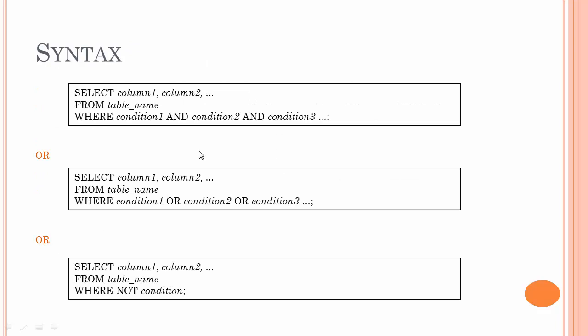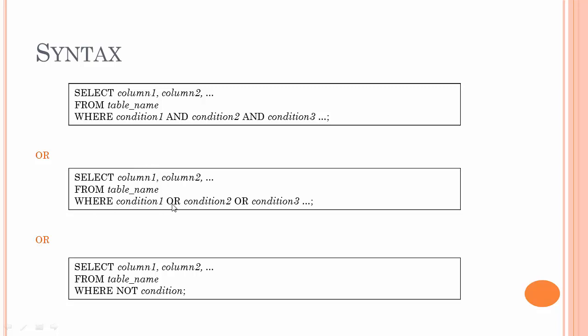Here we have the syntax of the AND, OR, NOT operators. Our first one is the AND operator. SELECT column list FROM table name WHERE condition 1 AND condition 2 AND condition 3, and we can write multiple conditions with the AND operator.